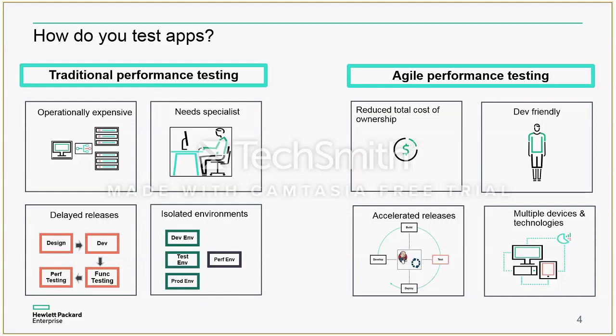And of course, in the agile performance testing suite, we have a reduced cost of ownership. We're more into an OpEx as opposed to a CapEx. We're doing it from a SaaS solution. It's very dev friendly. We're going to talk about that, how we can use different scripts built by developers to actually run performance testing. We can help accelerate releases and then, of course, support multiple devices and technology. So even mobile device testing from a performance perspective. So either one of those can be supported with StormRunner Load.